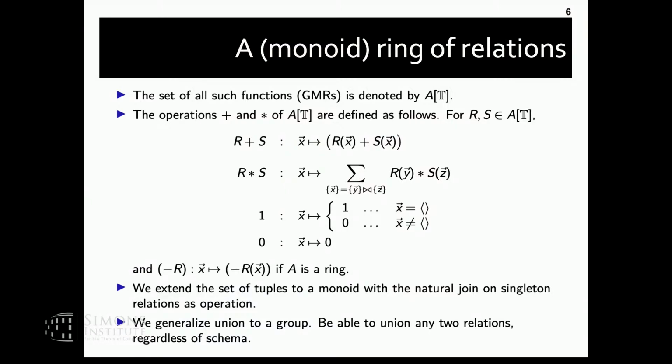Are you using a commutative join? This join is commutative, right? This multiplication operation is commutative, right? And of course, because we have a ring here, we also have a minus operation to the plus, right?